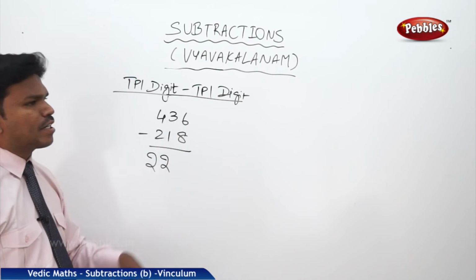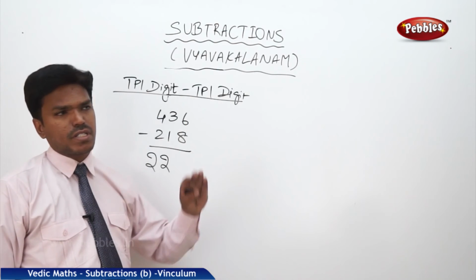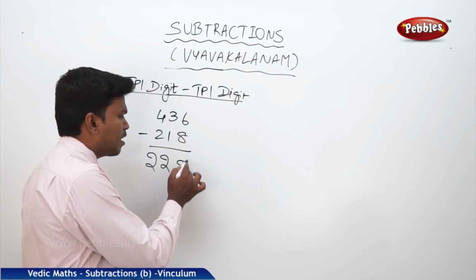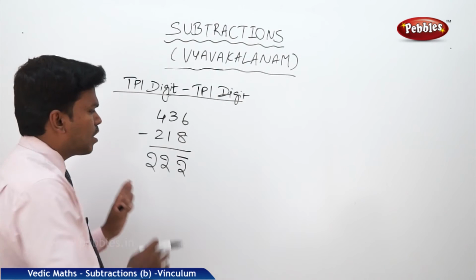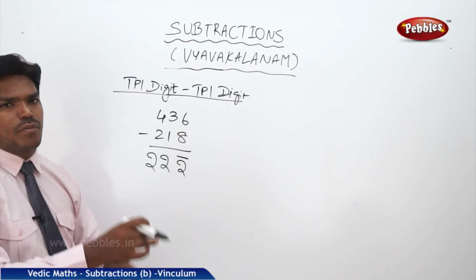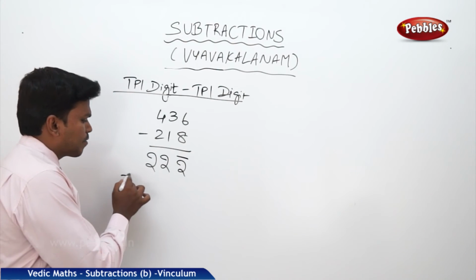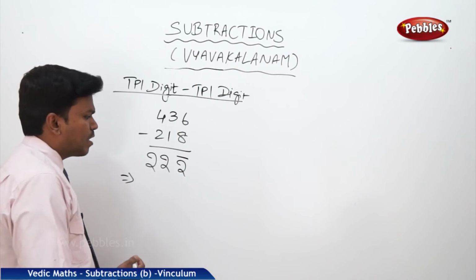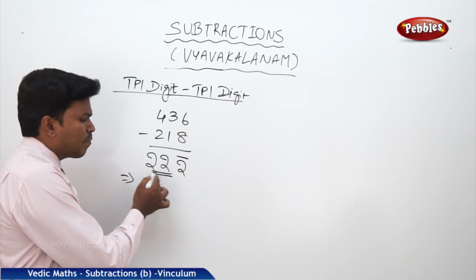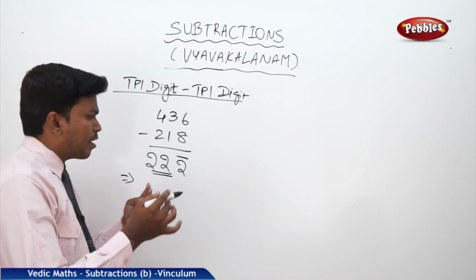Now 6 minus 8. It is not possible. So we will go reverse. 8 minus 6. 2 with a bar on it. Now I want to convert the Vinculum number into the normal number. So how we will convert? In the same way, just like we did, the bar before number is how much? 22. So reduce 22 by 1.